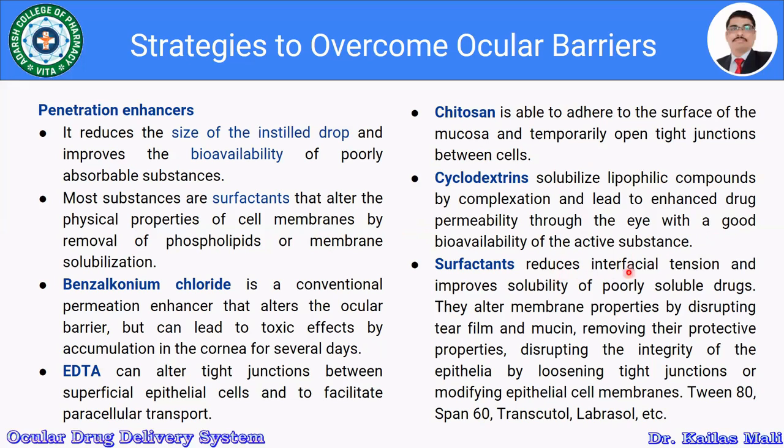Surfactants reduce the interfacial tension and improve the solubility of poorly soluble drugs. They are going to alter the membrane properties by disrupting the tear film and the mucin and removing their protective properties, disrupting the integrity of the epithelia by loosening the tight junction or modifying the epithelial cell membrane. For example, it is possible to use Tween 80, Span 60, Transcutol, Labrasol, etc. Generally, the non-ionic surfactants are widely used in ophthalmic preparations to improve the penetration of drug into the cornea.